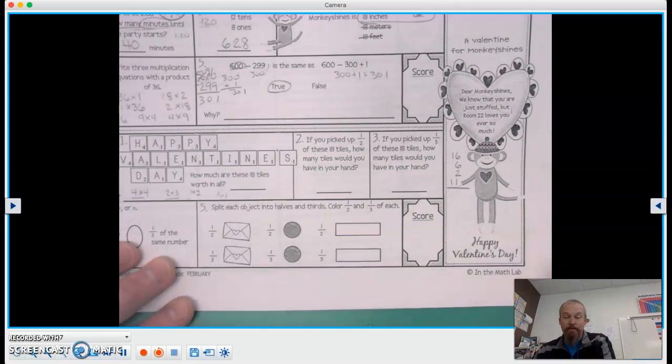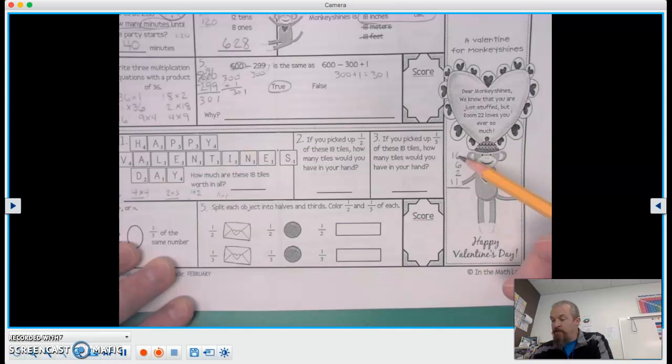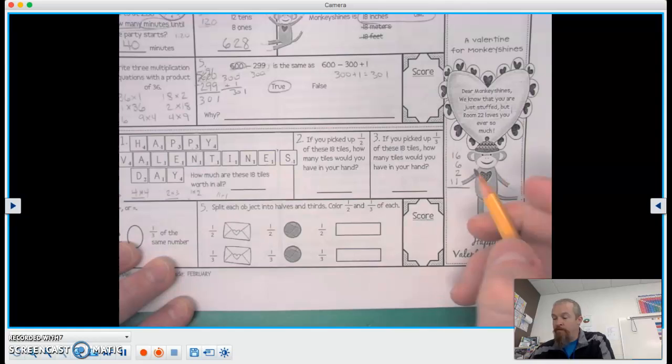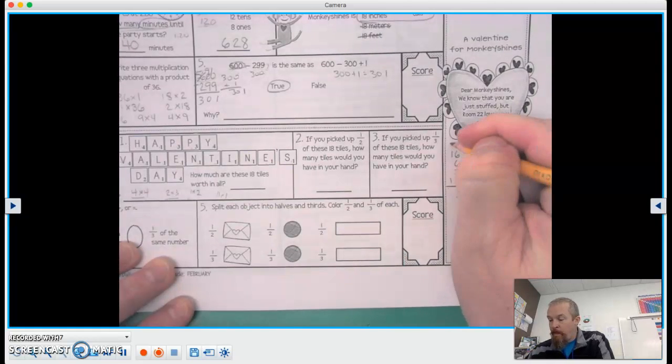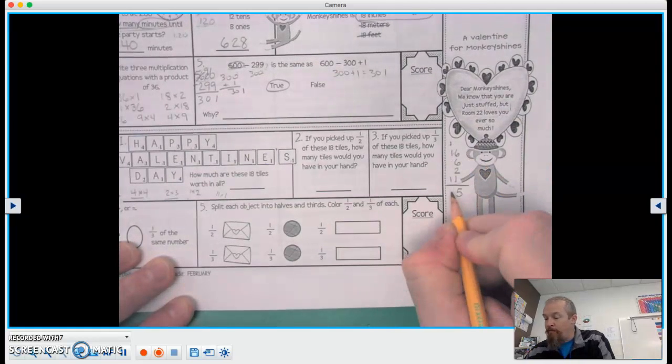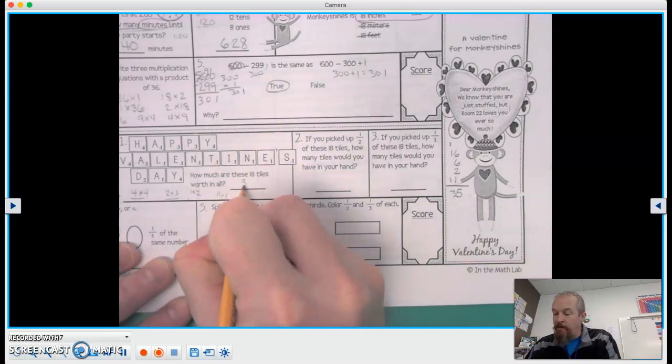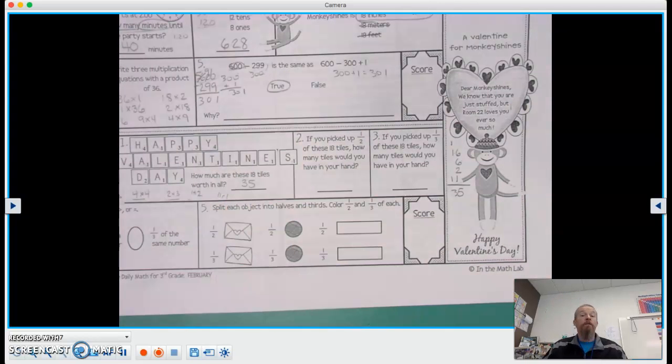Now if we combine all of these, 16 plus 6 is 22, 24, 35. So our tiles are worth 35 points in all.